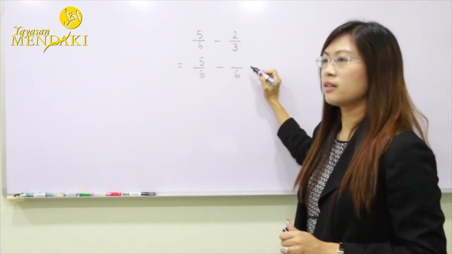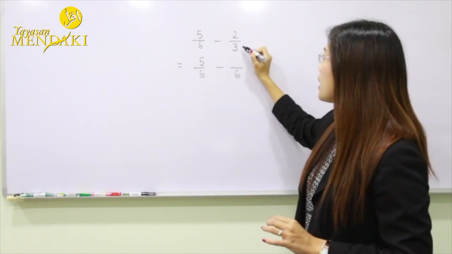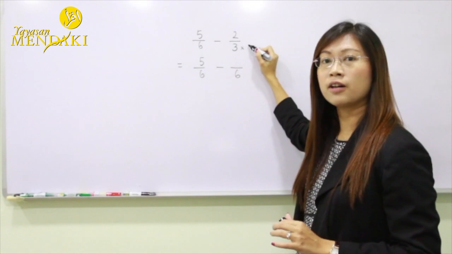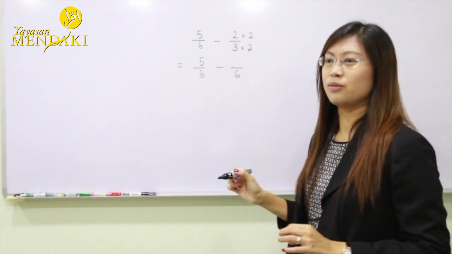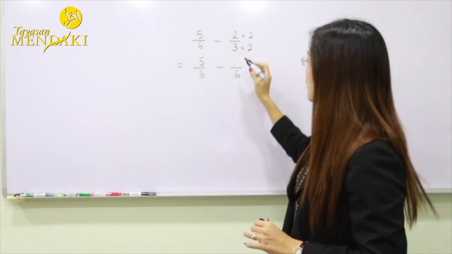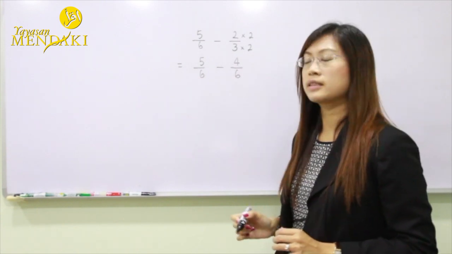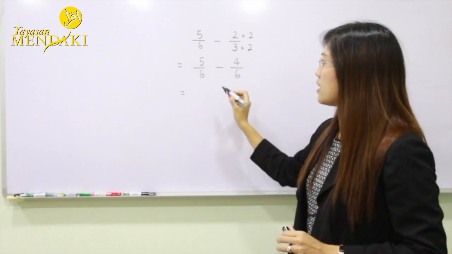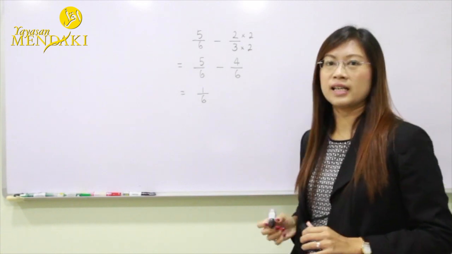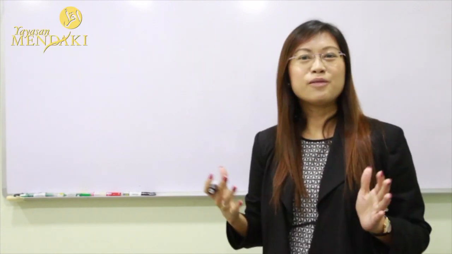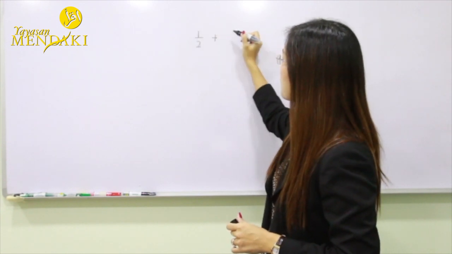Now on the second fraction, as you can see, the denominator has to be made into 6, so we have to multiply the denominator of 3 by 2 and the numerator by 2 as well. As a result, this gives you a numerator of 4 over 6. Now with this, we can subtract the fractions and that will get you to 1 over 6, and that is the answer.